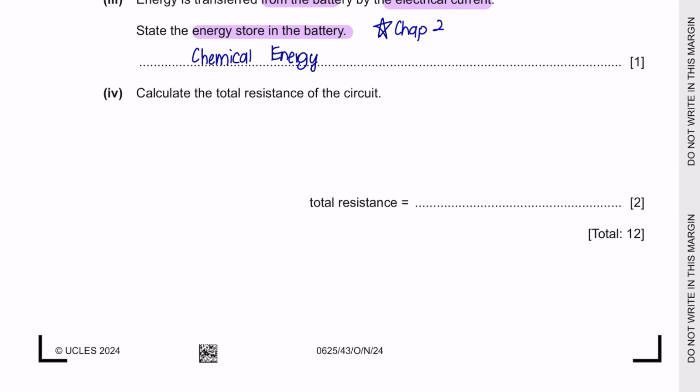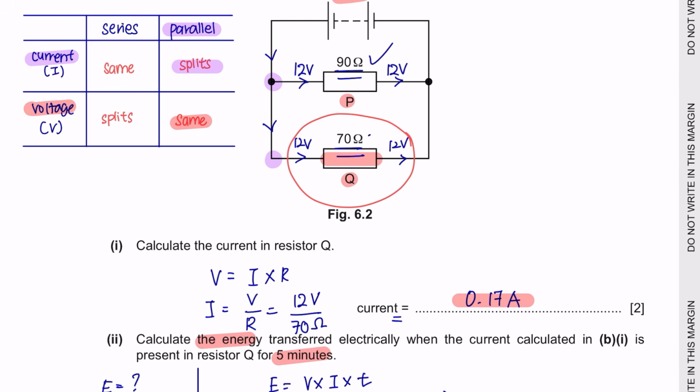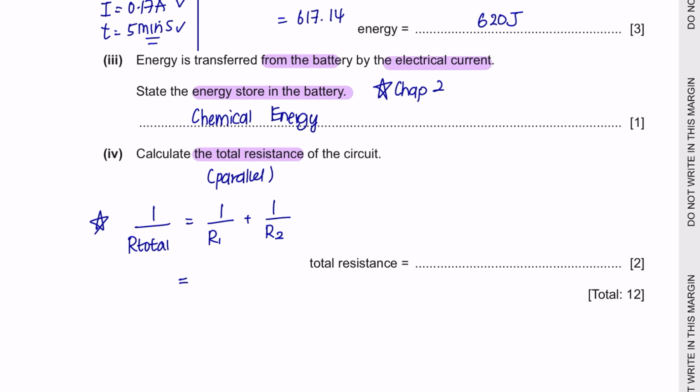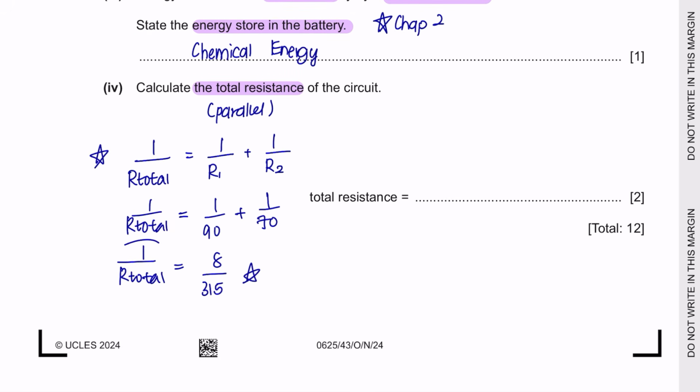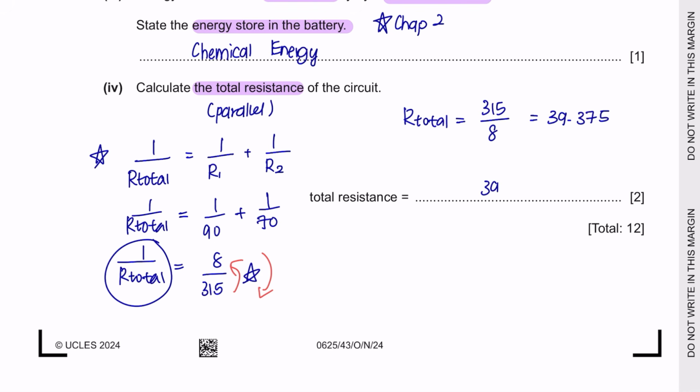Next, part 4. Calculate the total resistance of the circuit. Since this is a parallel circuit, this is the formula to calculate it. We've got two resistors of 90 ohm and 70 ohm. Just put this in your calculator and you will get 8/315. But this is not our final answer because this is the value of 1 over R total. So to get the R total, we're just going to invert this, giving us 315 over 8. In two significant figures, the final answer would be 39 ohms.